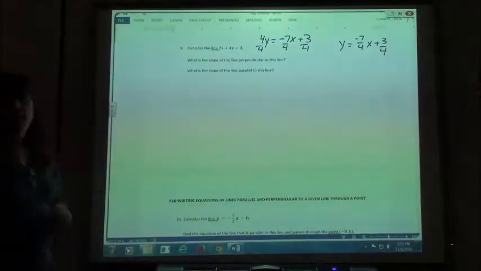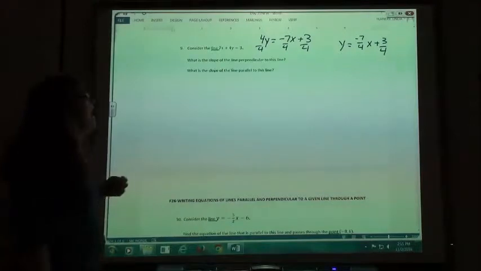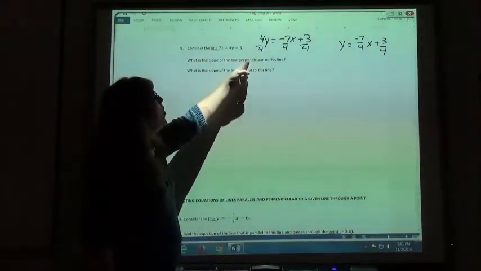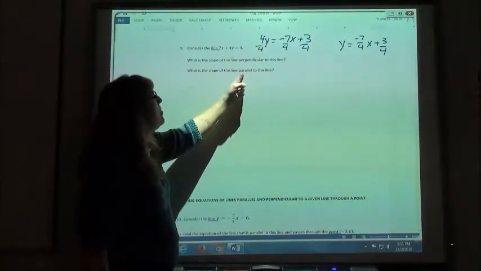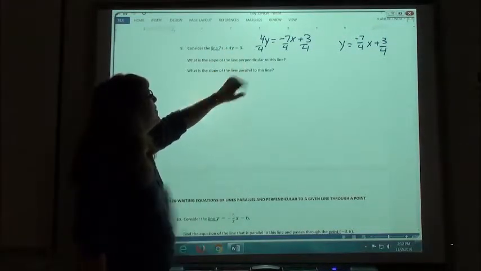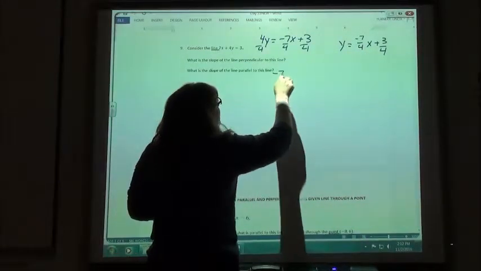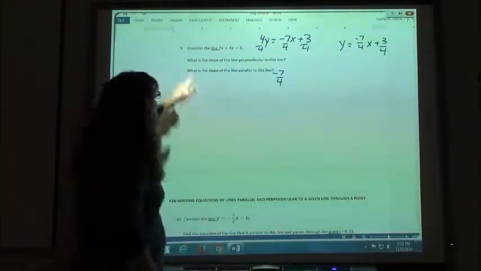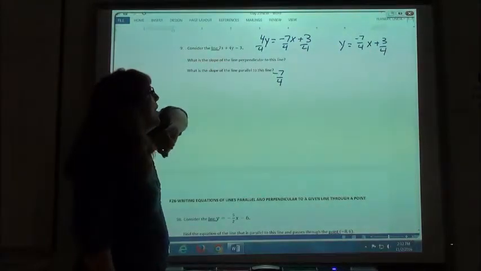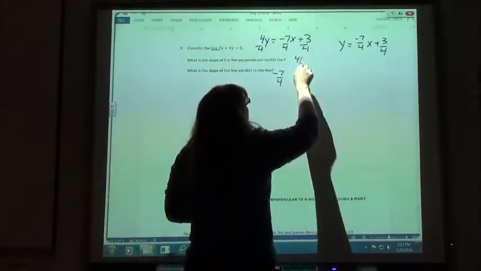Now again, they're going to check to see if you're reading when you answer your questions, so watch to see which one they ask for. Here they ask for the perpendicular one first and the parallel one second. I like to do the parallel first. What is the slope of the parallel line? It's the slope of this line, negative 7/4. So what is the slope of the perpendicular one? Opposite the reciprocal, so positive 4/7.